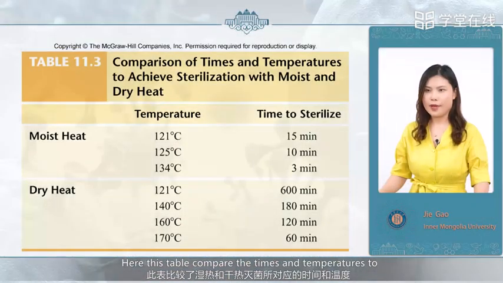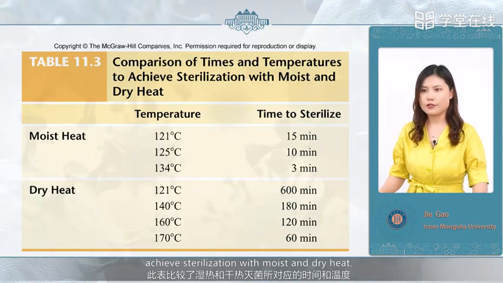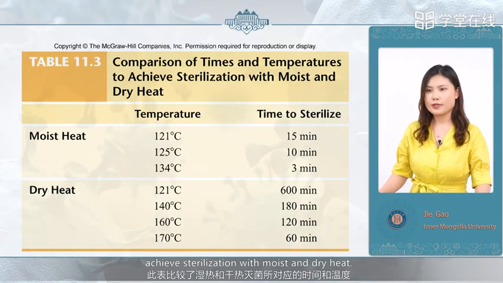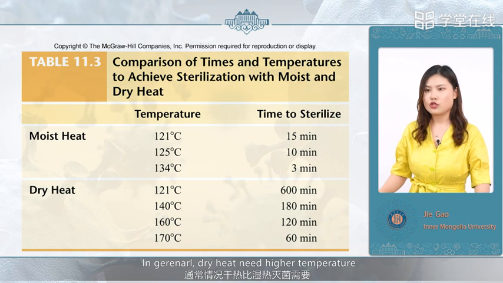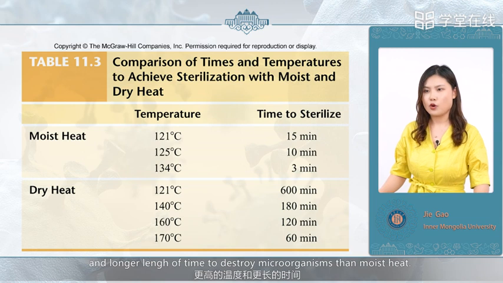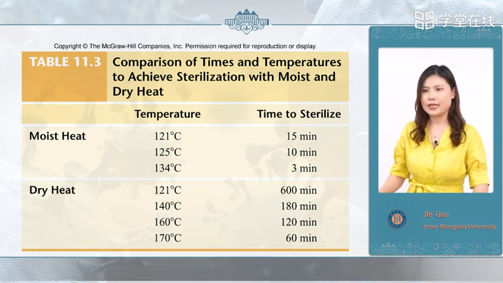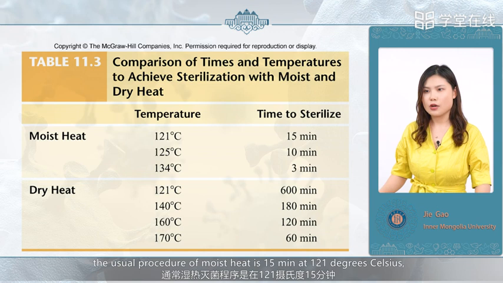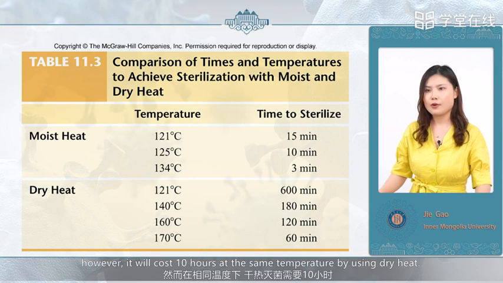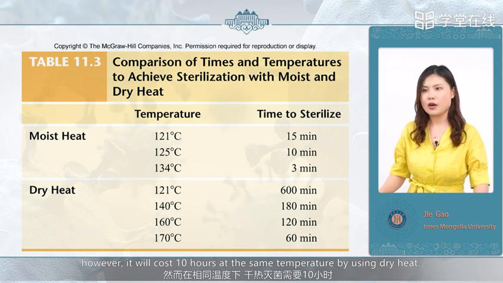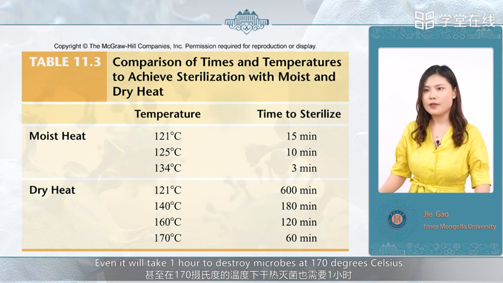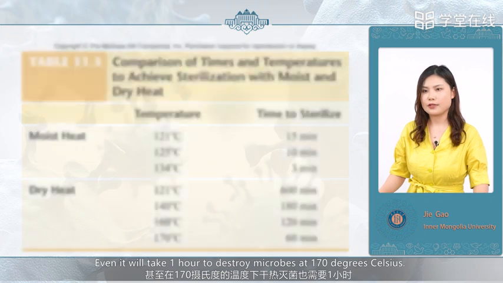Here, this table compares the times and temperatures to achieve sterilization with moist and dry heat. In general, dry heat needs higher temperature and longer lengths of time to destroy microorganisms than moist heat. For instance, the usual procedure of moist heat is 15 minutes at 121 degrees Celsius. However, it will cost 10 hours at the same temperature by using dry heat. Even then, it will take 1 hour to destroy microbes at 170 degrees Celsius.